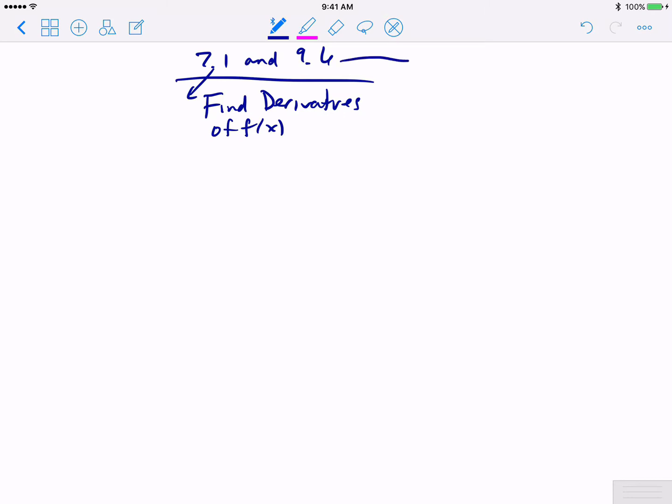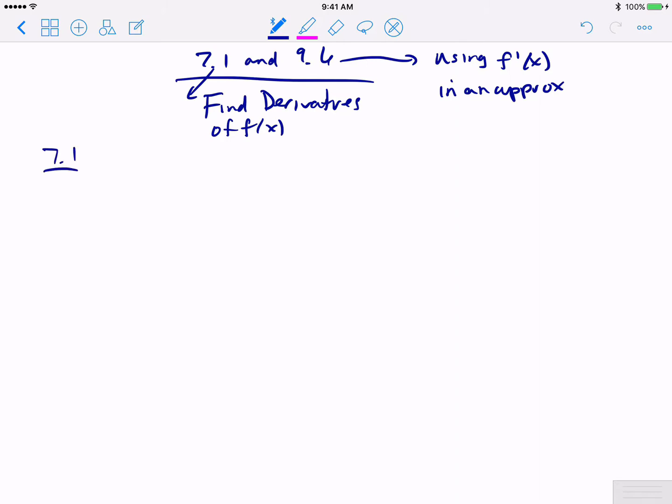In this video we're going to look at a short video which summarizes section 7.1, which is a section which talks about how to find derivatives of, say, a function f of x, and section 9.6, which discusses using the derivative f prime of x in an approximation problem. So this is what the subject of this quick video is supposed to do.